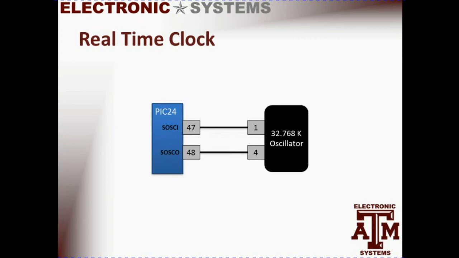Onboard the PIC-24 is a real-time clock module. To provide an accurate clock to the module, we use a 32,768 Hz oscillator. We chose this oscillator because it allows us to easily divide the clock down to a 1-second reference.